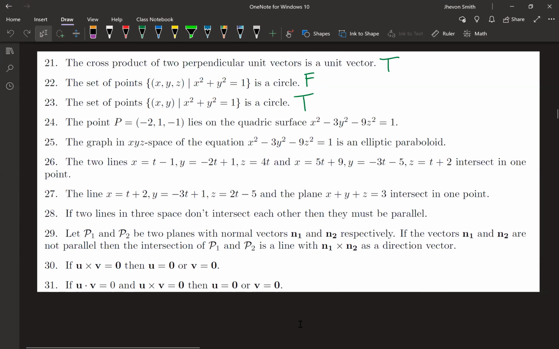24, the point blah lies on that curve. Poll launched. Okay, this one's not so bad, so 5 more seconds.